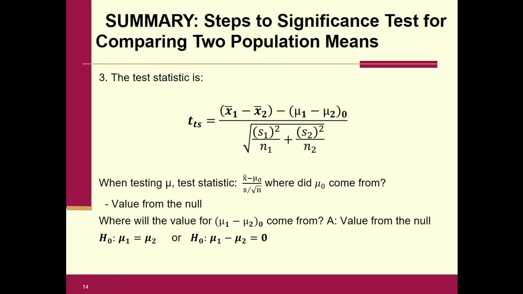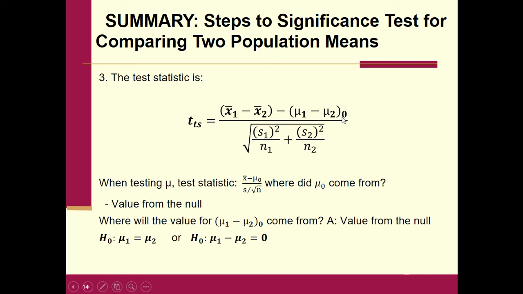All right, here is the test statistic. Now that was just kind of thrown out there. Sorry about that. I wish that didn't happen, but it kind of did. Here's the test statistic: x bar 1 minus x bar 2 minus mu1 minus mu2 with little 0 there.